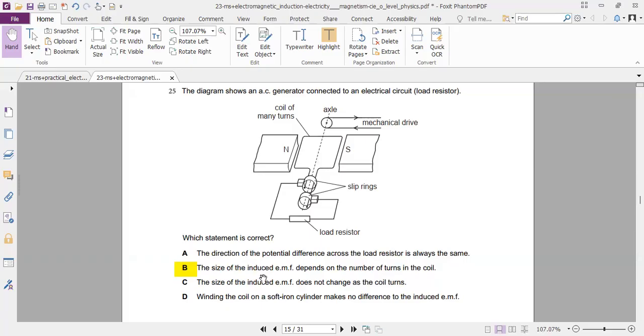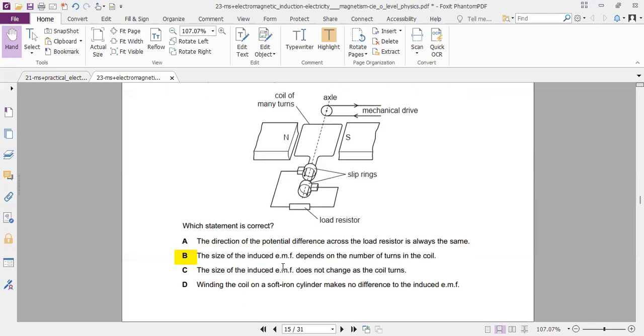The size of induced EMF depends on the number of turns on the coil. Yes, because the number of turns will increase the EMF. Sorry, the last one: winding the coil on a soft iron makes no difference. It does make a difference. So this is the only correct option: if you increase the number of turns, you increase the EMF.